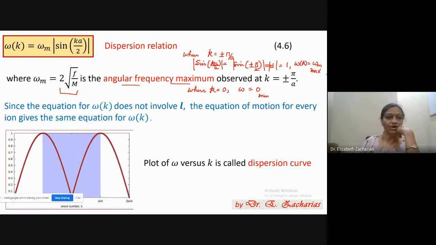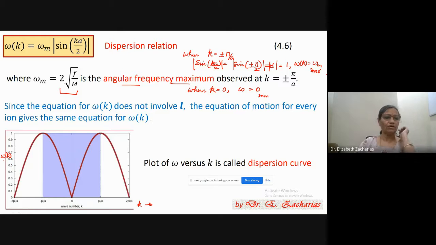If one were to plot this equation, this is how it will look. If you plot the dispersion relation, what you get is the dispersion curve. You're going to plot k on the x-axis, and on the y-axis, omega as a function of k. And look at this, it is symmetric. There's really nothing here, it is just a sine curve.